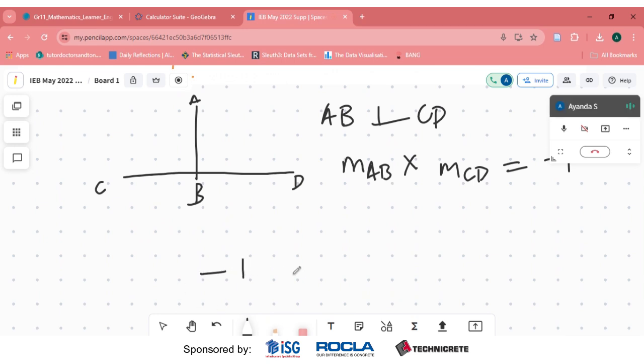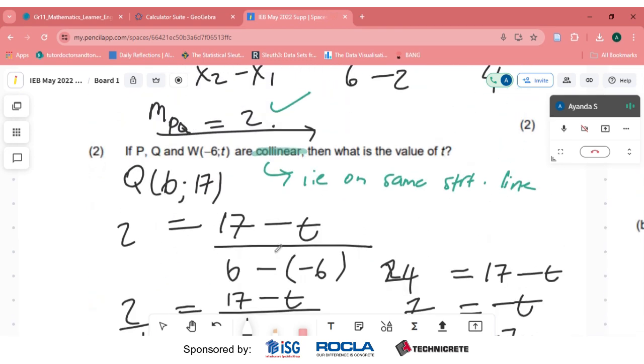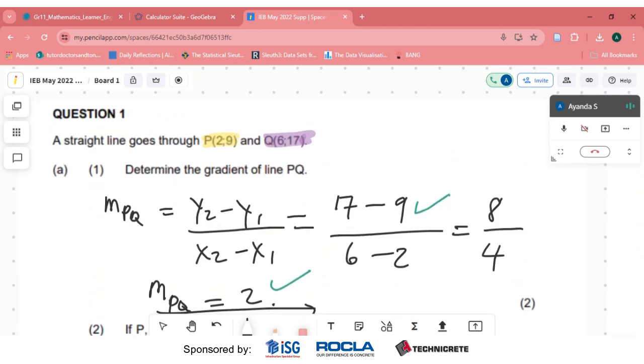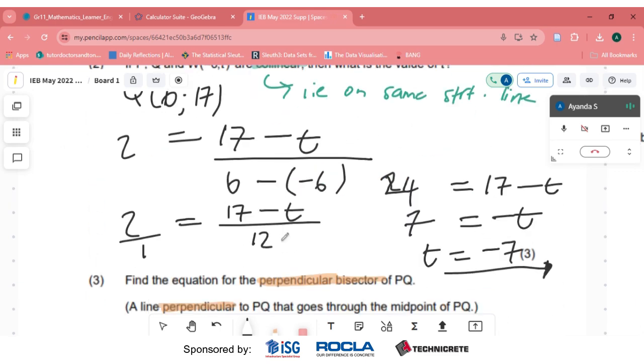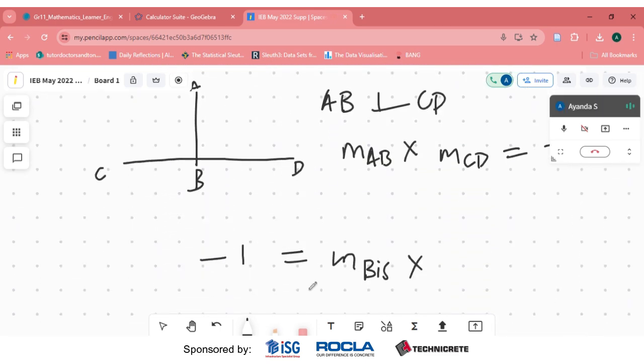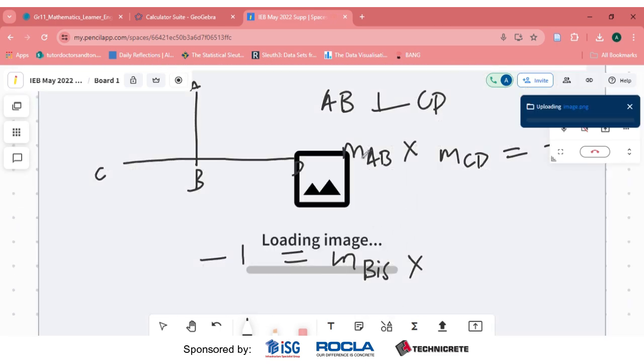So negative 1 equals the gradient of the bisector times the gradient of PQ. Earlier on, we were asked to find the gradient of PQ. So the gradient of PQ we know is 2. So we can just substitute that. So the gradient of the bisector, we don't know what that is.